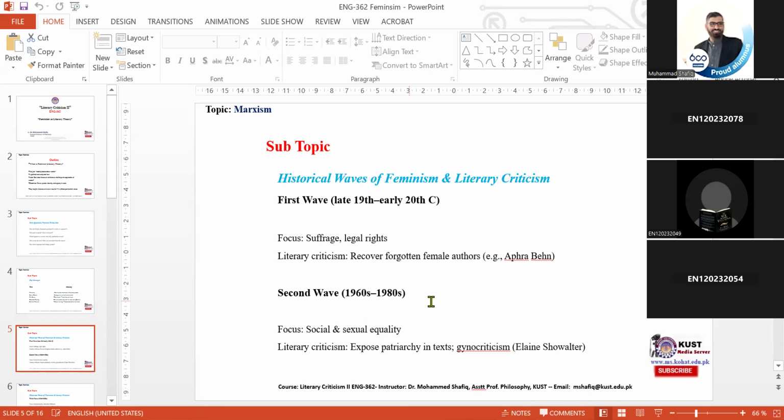The second wave, 1960s to 80s, is where academic feminist literary theory really takes off. Kate Millett's Sexual Politics, published in 1970, showed how male authors like D.H. Lawrence and Norman Mailer depicted sexual domination. The second wave in the 60s to 80s, the focus was social and sexual equality. Literary criticism exposes patriarchy in texts, like Gynocentrism by Elaine, and Kate Millett's Sexual Politics in 1970 showed how male authors like D.H. Lawrence and Norman Mailer depicted sexual domination.